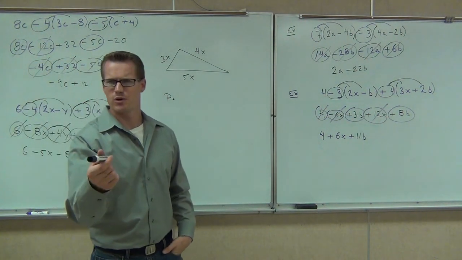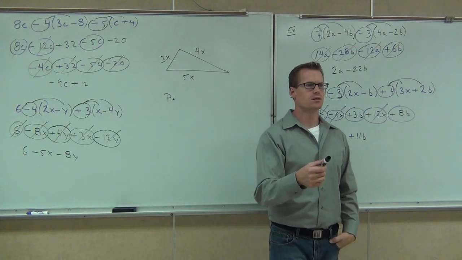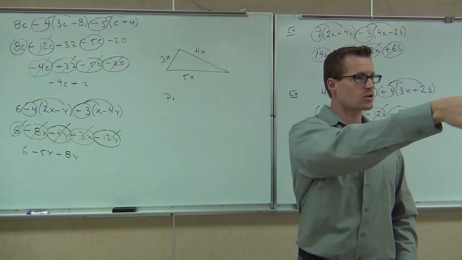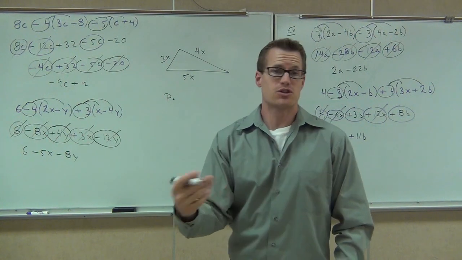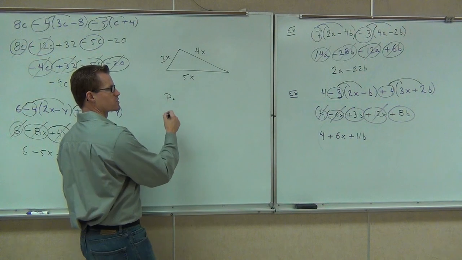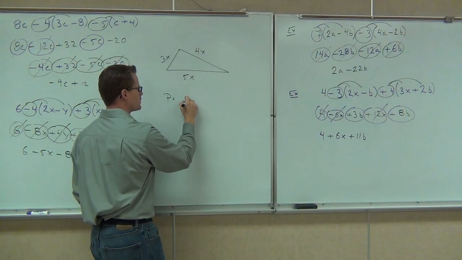Refresh my memory. What's perimeter mean again? It's the total distance around. You add the sides. Can we add these sides up? Yes, even though there are x's, that's not a problem for us. In order to do this, what's the expression I'm going to have to write? 5x plus 4x plus 3x.